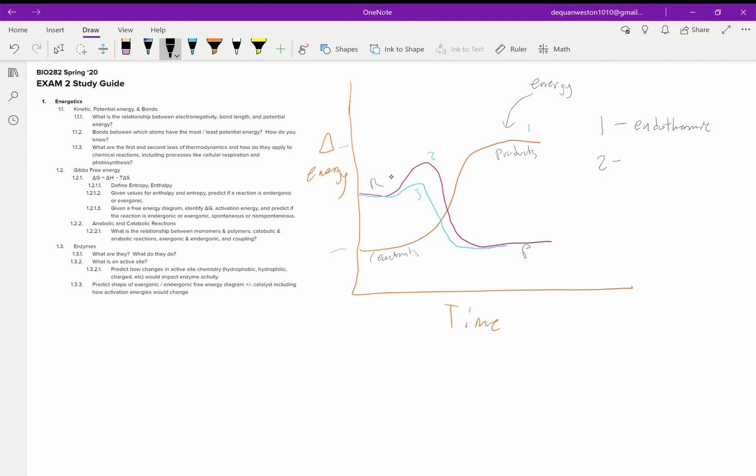So 2 is exothermic. It went from high energy to low energy, which means energy left the system. Now 3 is just as exothermic as number 2. The same amount of energy is released, but it's catalyzed by an enzyme. So the enzyme basically stabilized the transition state, and in doing so, it lowers the energy required to get to the transition state and get past it.